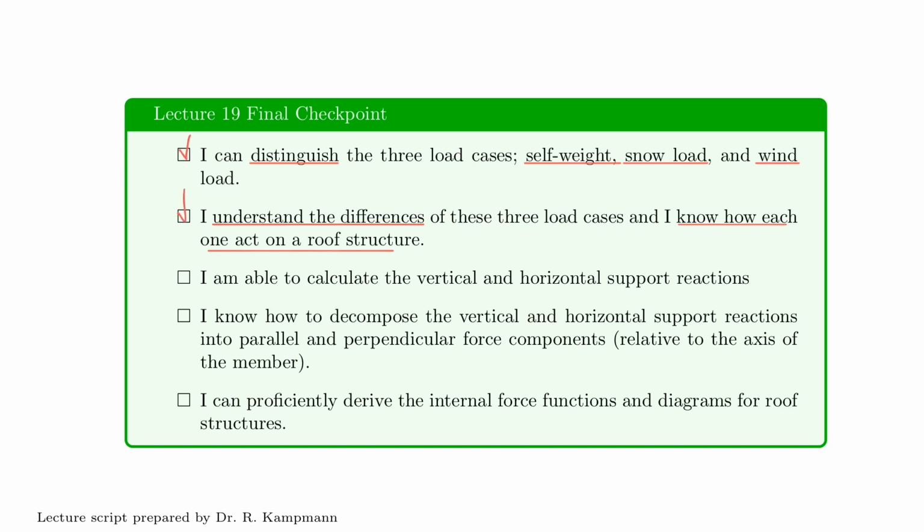So now I can calculate for all these cases, the vertical and horizontal support reaction. That's always where I start. So that's according to a global coordinate system. And then I need to decompose them. So I hope after this lecture, I know how I calculate the vertical and horizontal support reaction and break them down into the parallel and the perpendicular force components. Because without that, I cannot move on to actually draw the internal force functions, which now I can also create for roof structures. So with that said, we are ready for the homework.